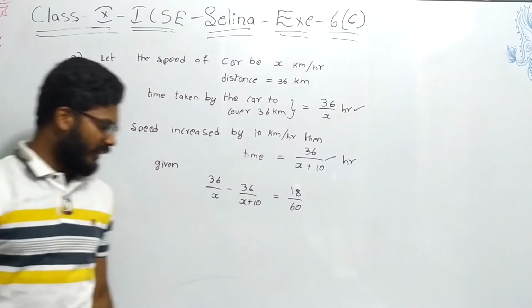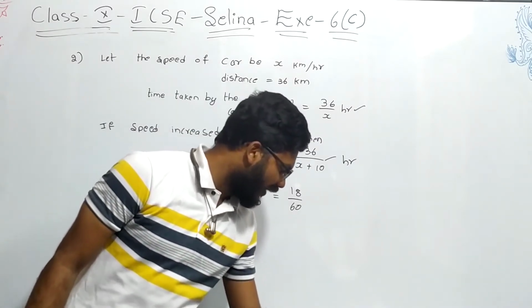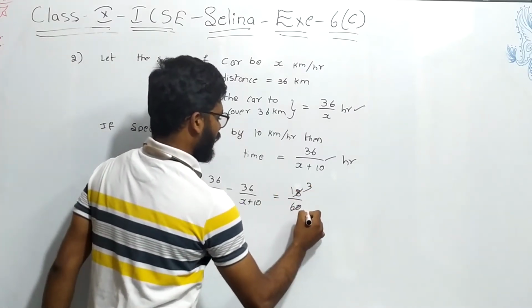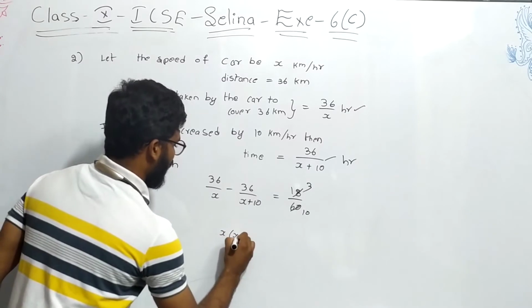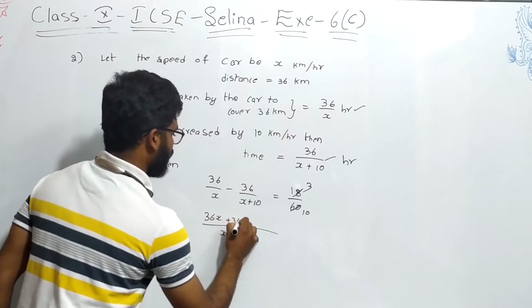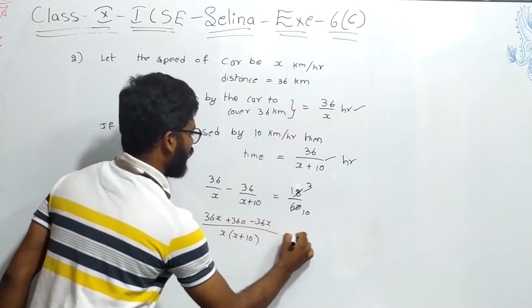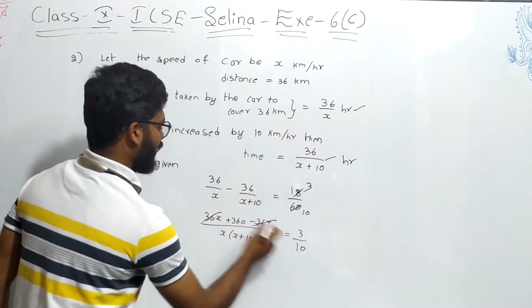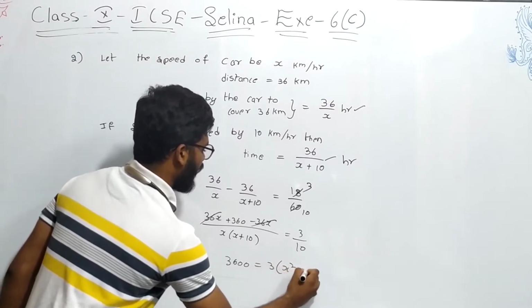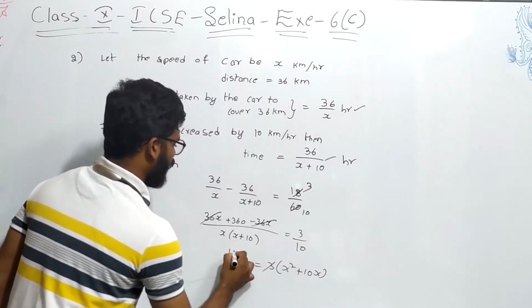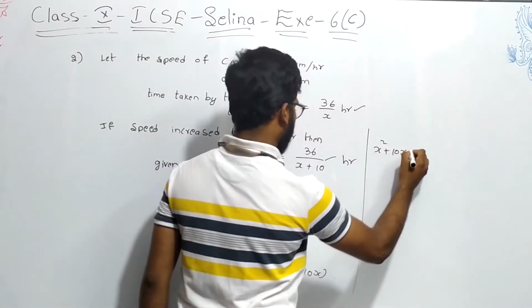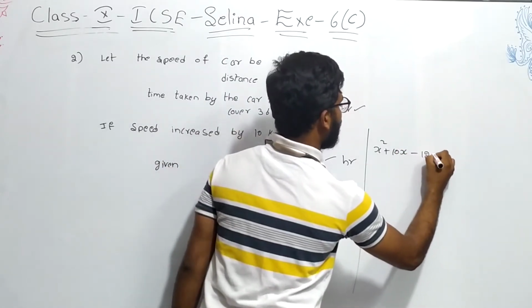So first what we have to find here? Find the speed of the car. Speed of the car is nothing but we have to find x. So x into x plus 10 is LCM, and 36x plus 360 minus 36x is equal to 3 by 10. So these two will get cancelled. 3600 is equal to 3 into x square plus 10x. So x square plus 10x minus 1200 is equal to 0.